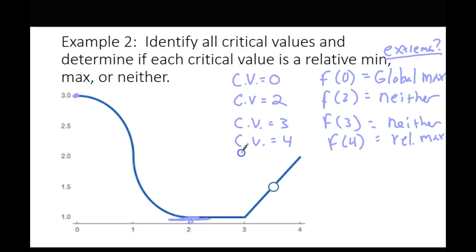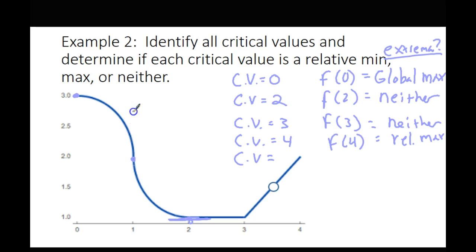Okay. Why is 1 a critical value? Because it's between the highest and the lowest, one of the lowest and highest points. The slope is... Okay. So what is a critical value? A critical value is when the derivative is 0 or undefined. Okay. So at 1, what's the slope there?